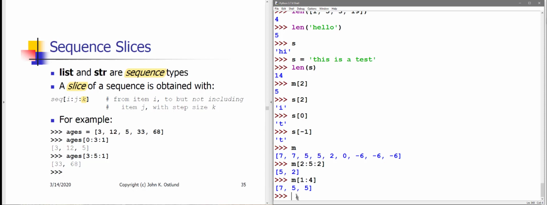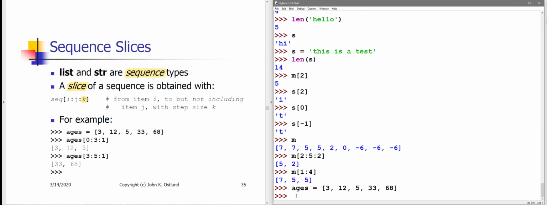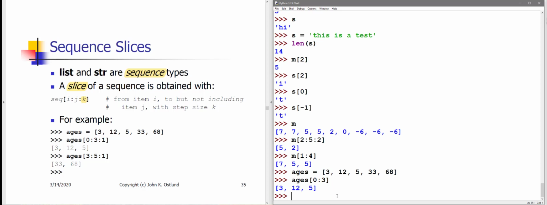All right, let me type in this ages example. Ages is a list of, maybe these are ages of members of a family here. All right, so ages sub 0 colon 3. Let's see. Sub 3 is the 33 here. 0 colon 3 means from item sub 0 up to but not including item sub 3. So that's going to be the 3, 12, 5.